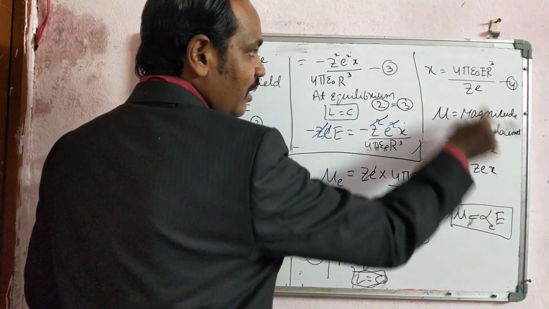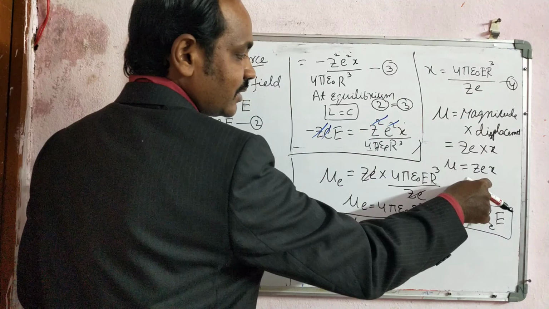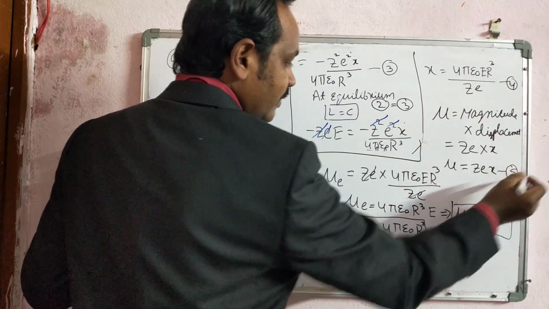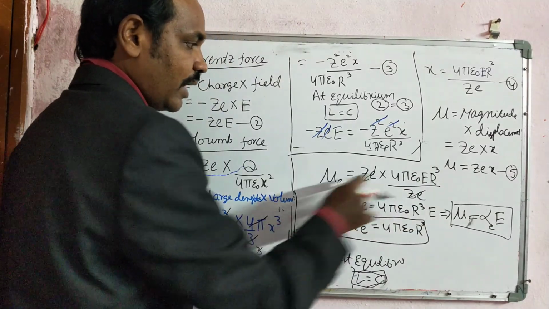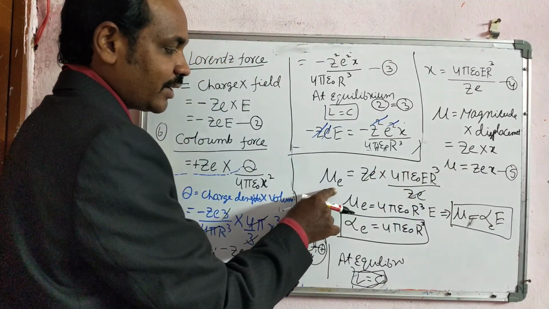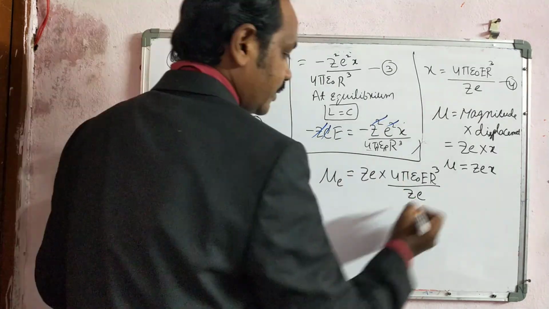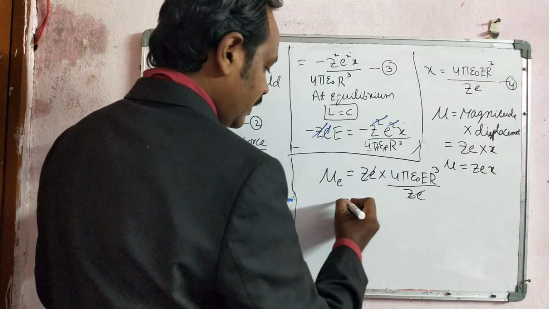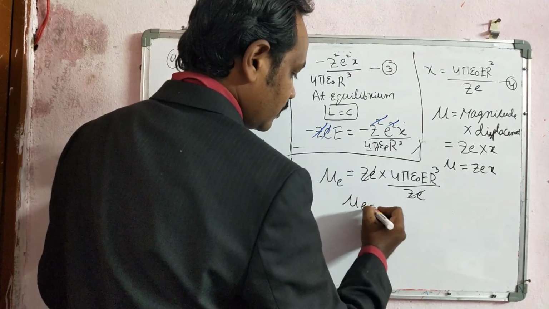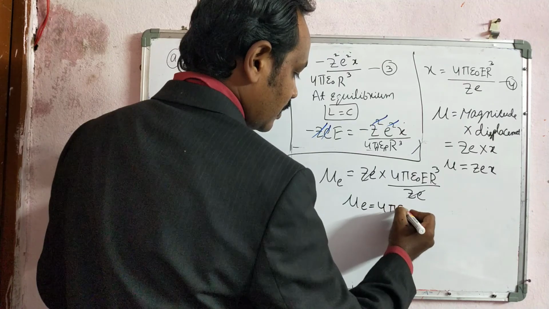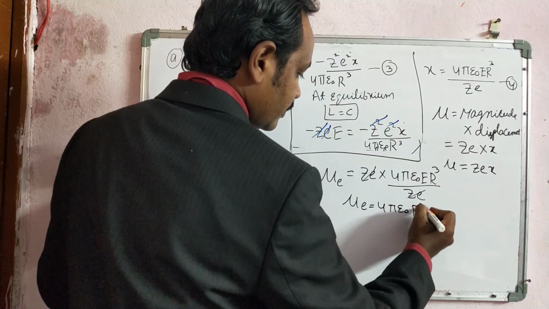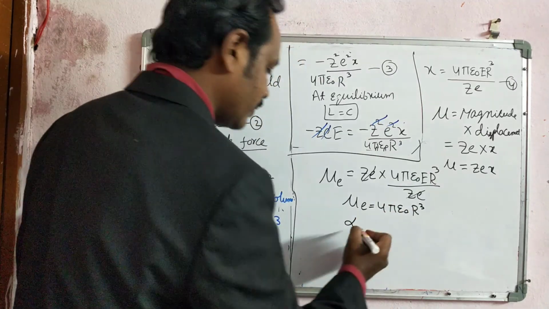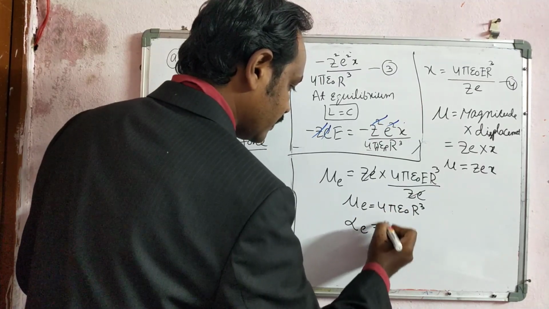The x value I got from equation number 4. I substitute it in this equation, that is, substitute equation number 4 in equation number 5. In place of mu suffix e, I have taken Ze into x. See students, I am cancelling the Ze here. Then the remaining terms I am writing for mu suffix e: 4 pi epsilon naught E r cube. I forgot to write E here, so you have to write down E.